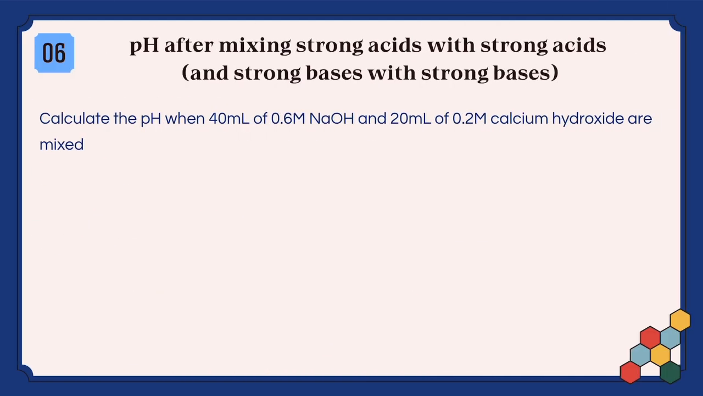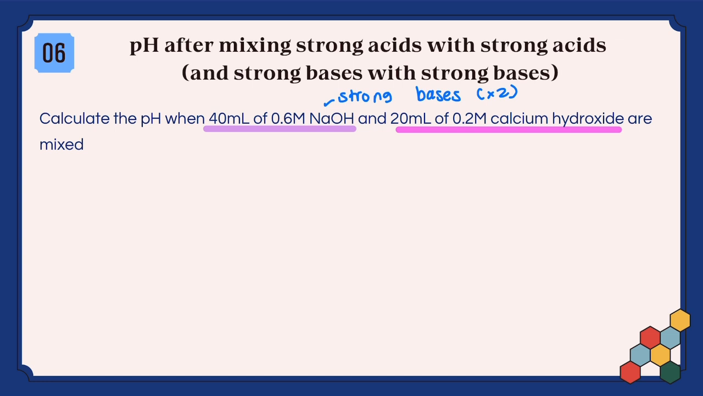Let's have a look at this question over here. Calculate the pH when 40 milliliters of 0.6 molar sodium hydroxide and 20 milliliters of 0.2 molar calcium hydroxide are mixed. So remember, whenever you have species in a question, you need to ask yourself, is this a strong acid, strong base, weak acid, weak base? And you should be able to recognize that we are mixing two strong bases together. Okay? And we've been asked to calculate the pH.